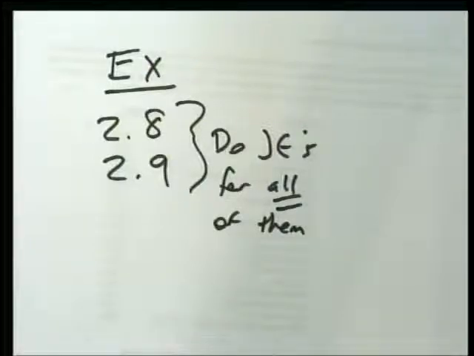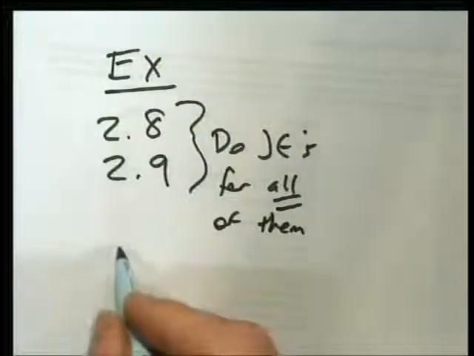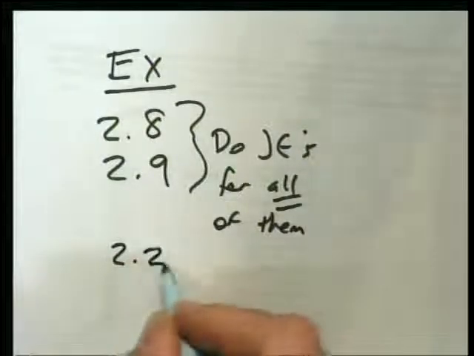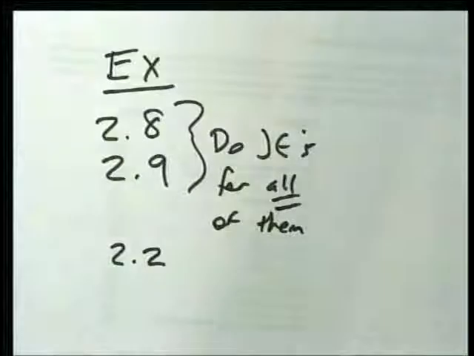Okay? The other thing I want you to do is exercise 2.2. I don't think we've done exercise 2.2. You can take a look at it. See if I assigned it. I don't think I did. Exercise 2.1 and 2.4. Yeah, I don't think I've done exercise 2.2. So let's do exercise 2.2.